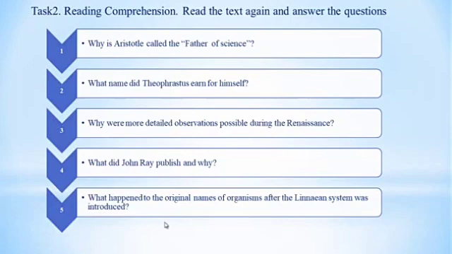Question 4. What did John Ray publish and why? Marvelous. Methodus Plantarum Nova in 1682. And the last question. What happened to the original names of organisms after the linear system was introduced? Quite right. All the old names became invalid. So you did this task, children.